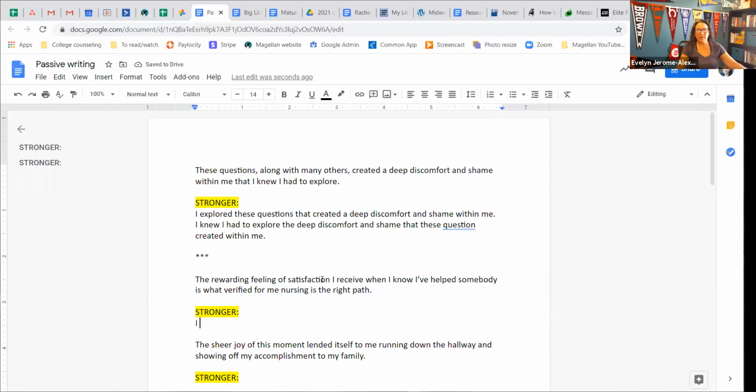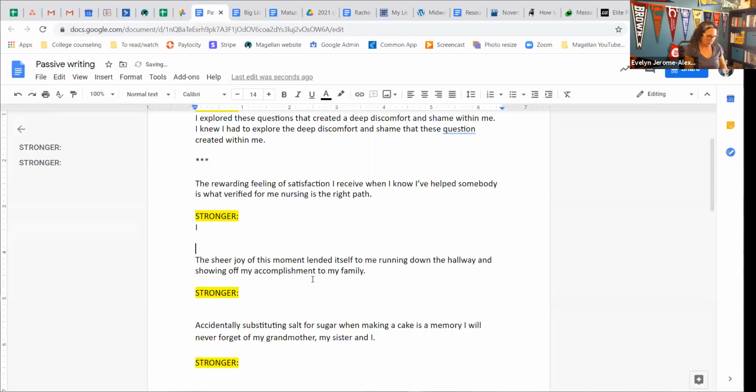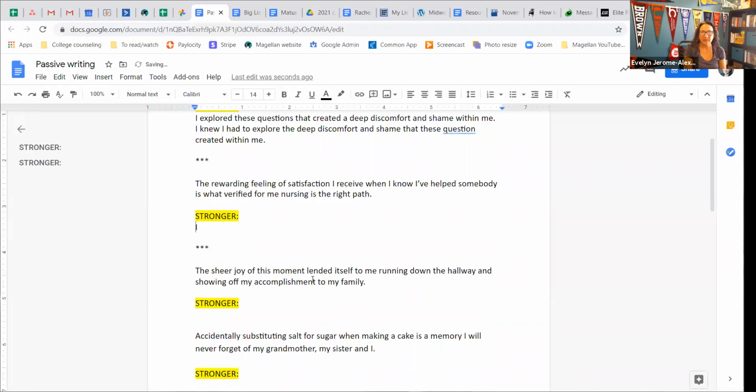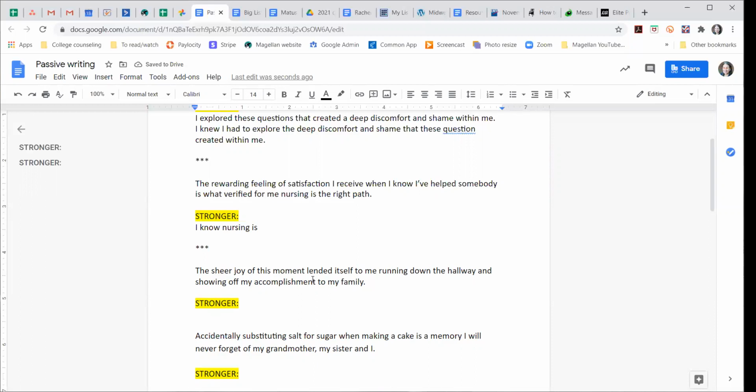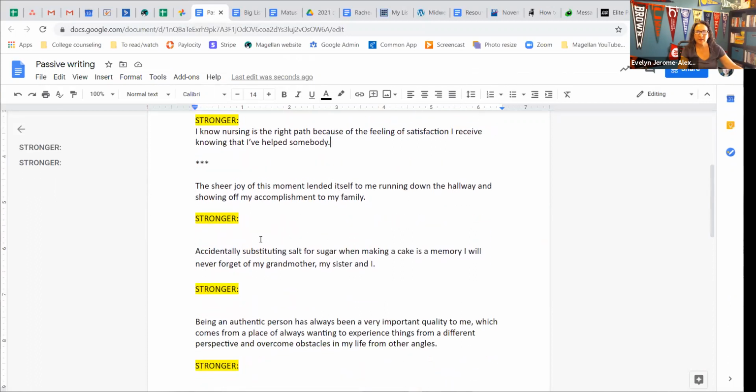You can take a little bit of poetic license, and you don't have to use the exact words that are in here, but what I'm trying to do is restructure the sentence so that it means exactly what it means here, but it's stronger if it's not passive. Anyone? How about if I start it for you? I know nursing is, anyone? The right path, because of the feeling of satisfaction I receive knowing that I've helped somebody. Beautiful. There you go. That's stronger.